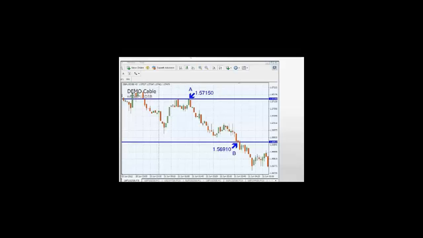This can be seen more clearly from this screenshot, which over a given period of time shows the change in the exchange rate between sterling and the dollar from point A at $1.57150 to the pound down to point B at $1.56910 to the pound, or a change of 24 pips, or 24 increments of the 4th decimal place.